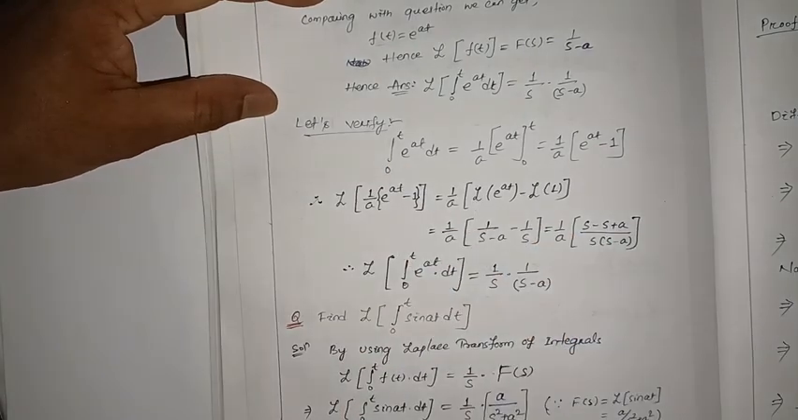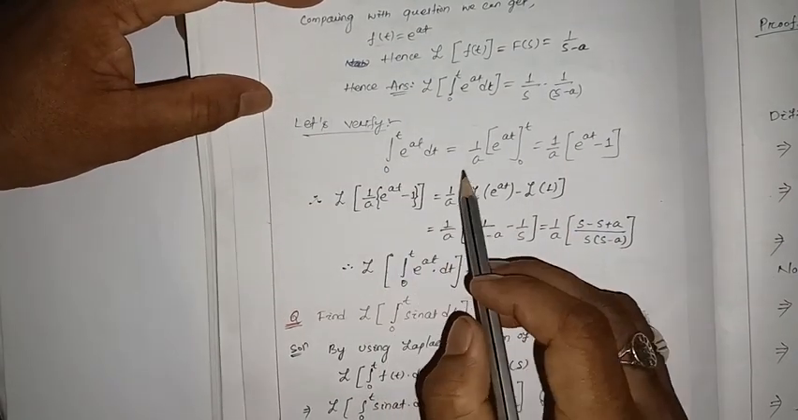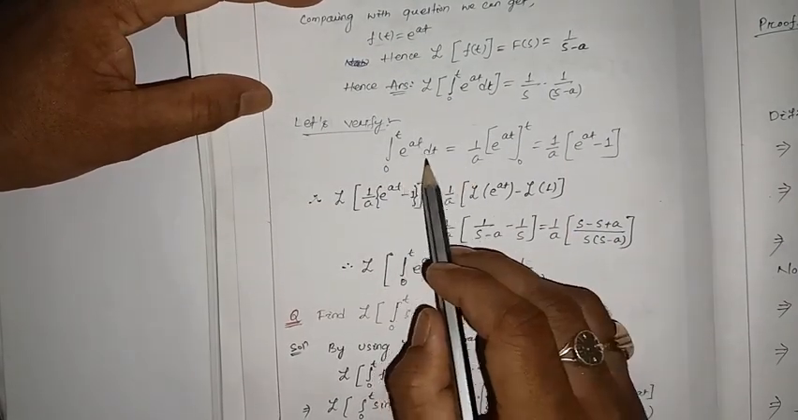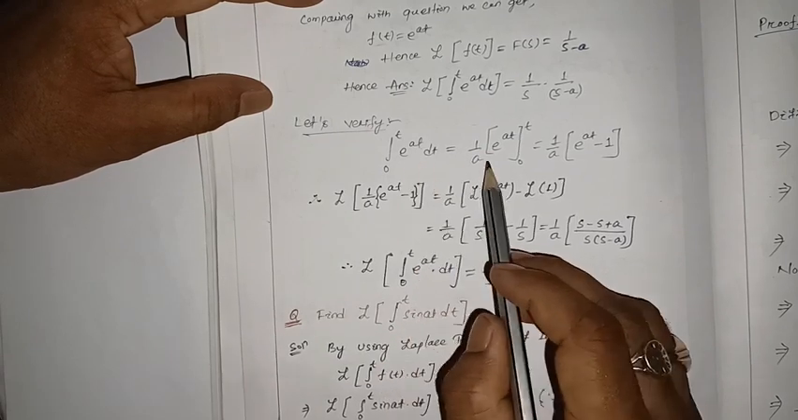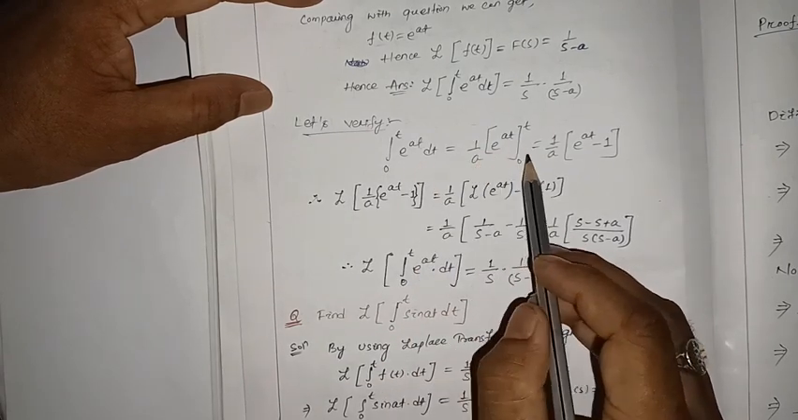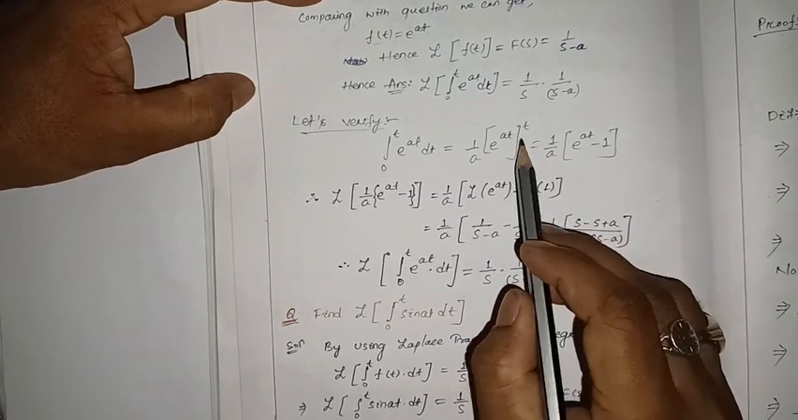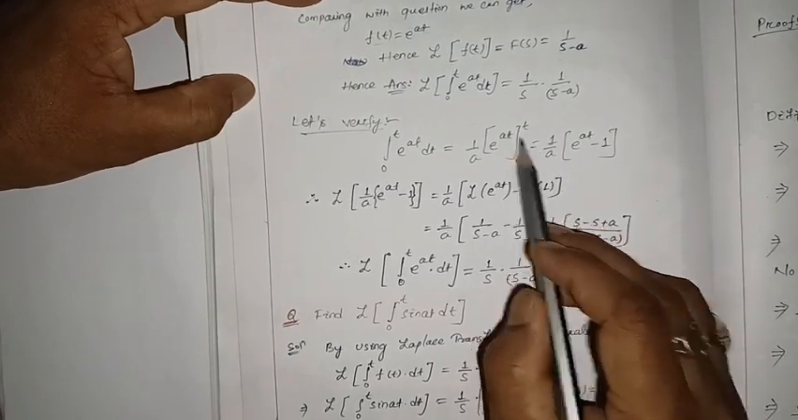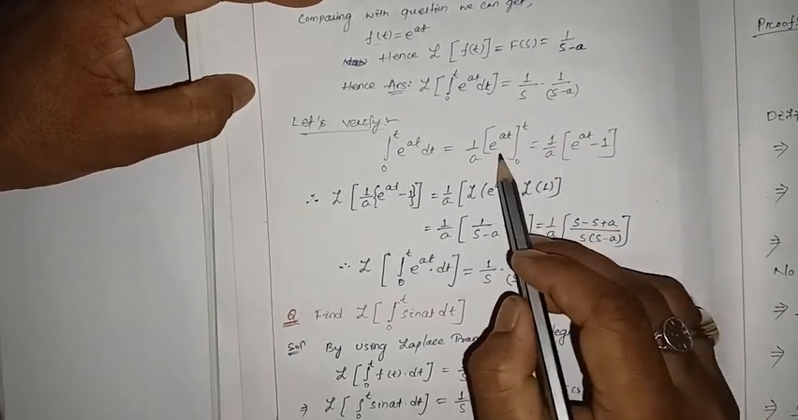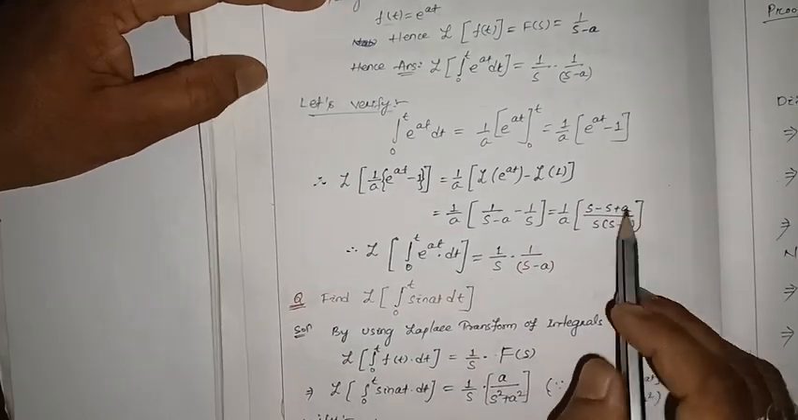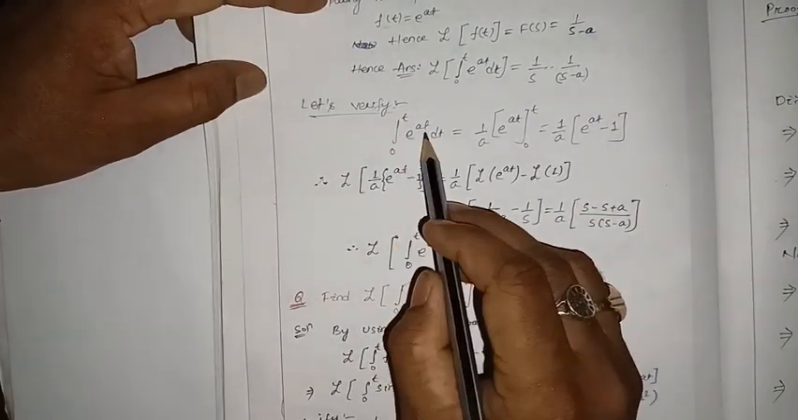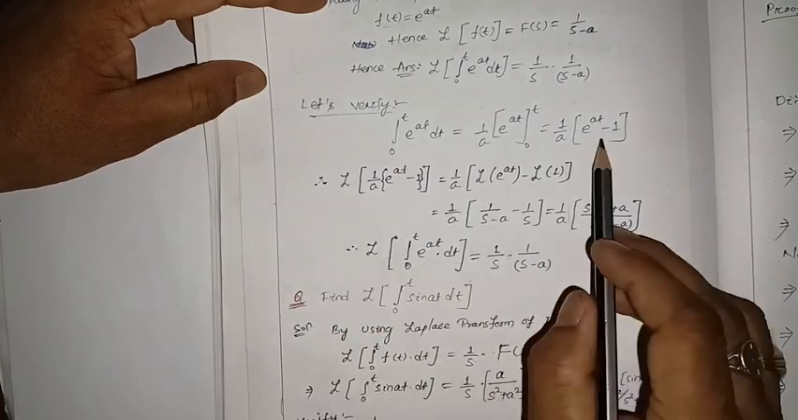You can watch here, the integral from 0 to t of e to the power at dt. If I integrate this, it will be 1 by a, e to the power at, from 0 to t. If I put in the limits, 1 by a, e to the power at minus, at 0 it will be e to the 0, which equals 1. Now this will be the answer of this integral.